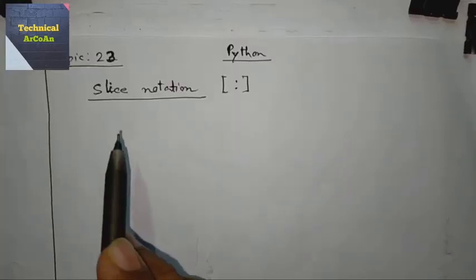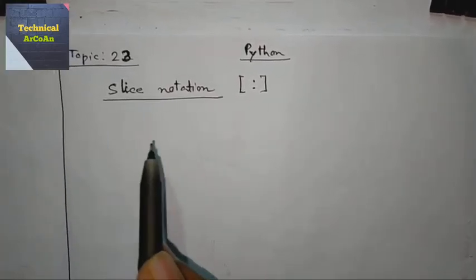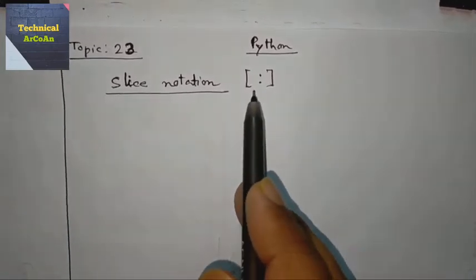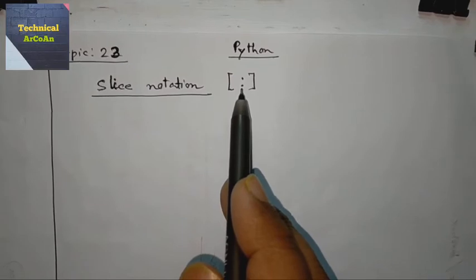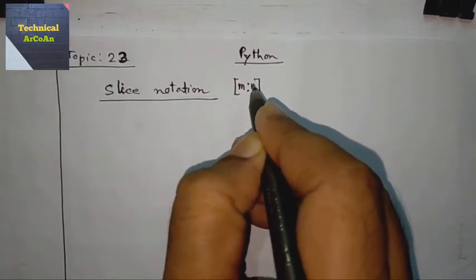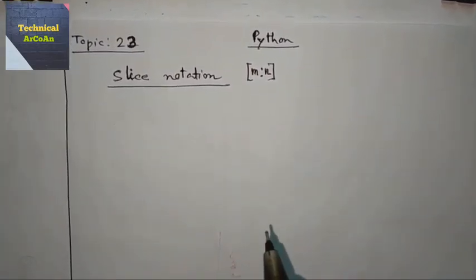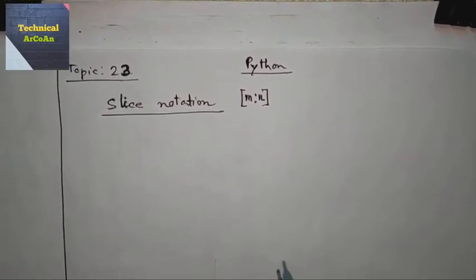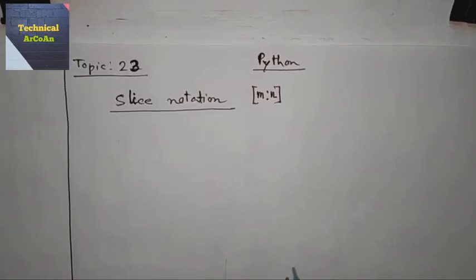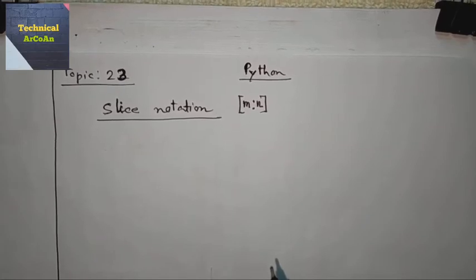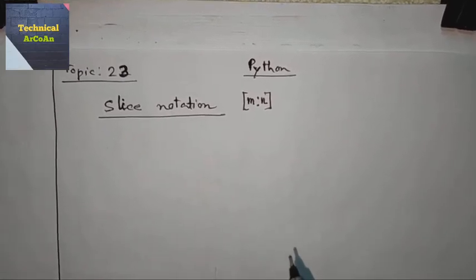Okay. Now we talk about another string-related topic, which is slice notation. And the notation is like that: within square brackets there is a colon. Before the colon, suppose m is there, and after the colon, suppose n is there. What is that? I will discuss later. A slice in Python is a powerful way of referring to subparts of a string. It is a special operator of strings in Python.